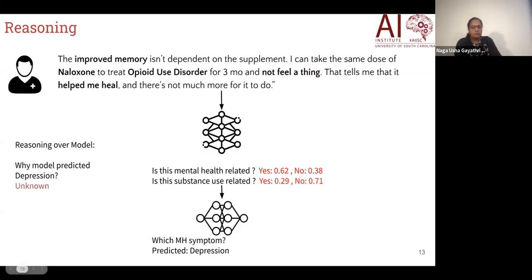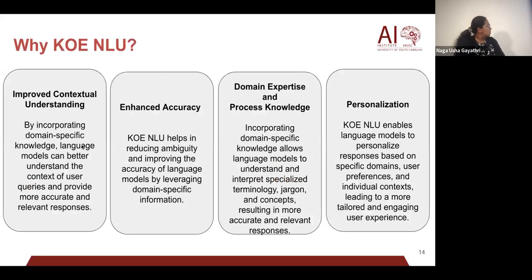Then we have reasoning. This text here is more substance use related than mental health related. But when we ask the model why it predicted depression, there is no explanation, as it is not inferring from any domain knowledge source here. So those are the limitations of current NLP systems, and this is why we need KOE-NLU.